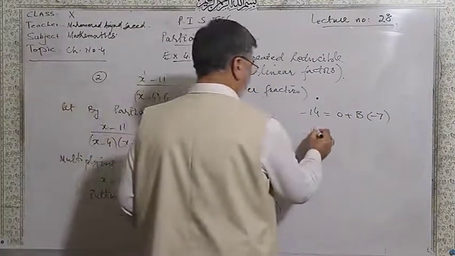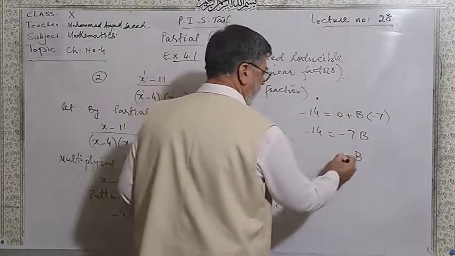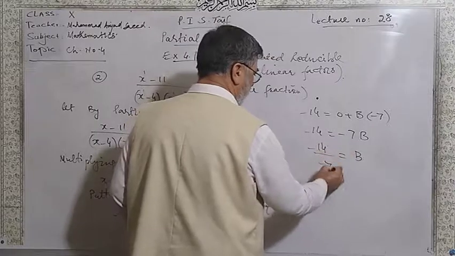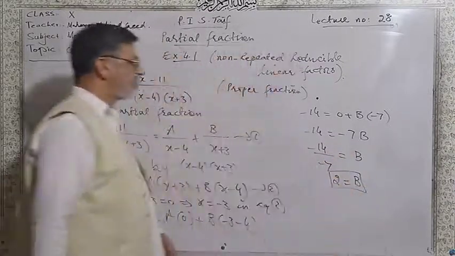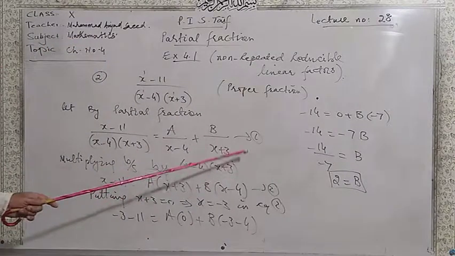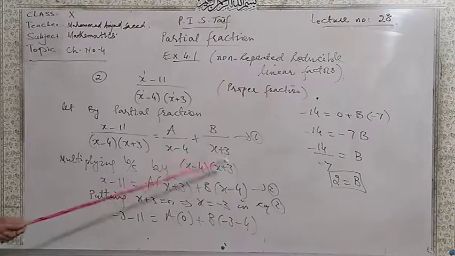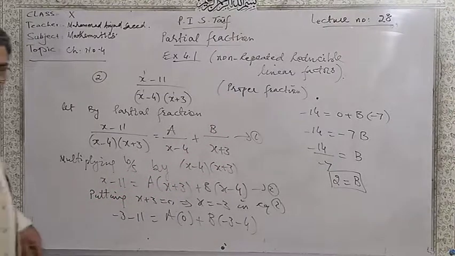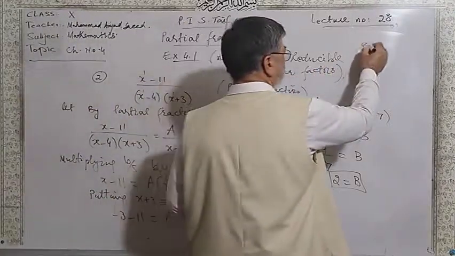Then minus 14 is equal to minus 7b, and b is equal to minus 14 over minus 7. So b is equal to 2. Dear students, this is the putting method. In case of the putting method, one by one you will put every bracket equal to 0. Similarly, you got b is equal to 2 here.